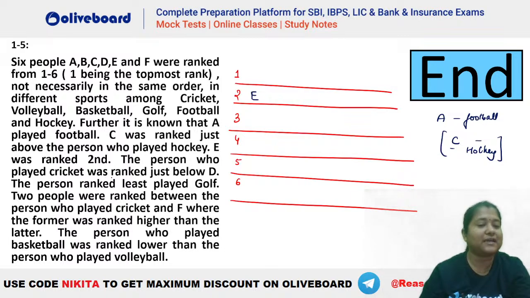The person who played cricket ranked just below D. So just below D we have cricket. Okay, we will use this later. Okay. After that, what is given? The person who ranked least played golf.